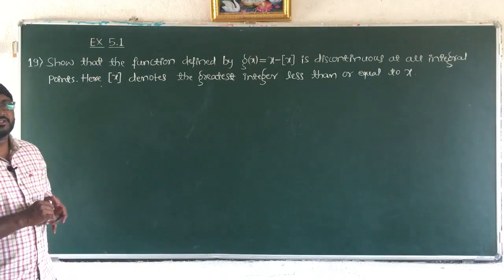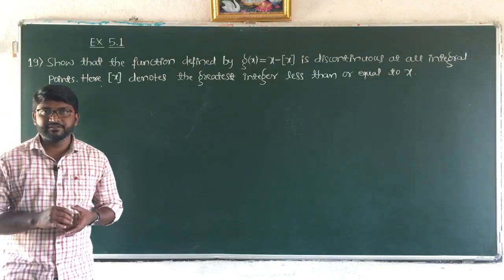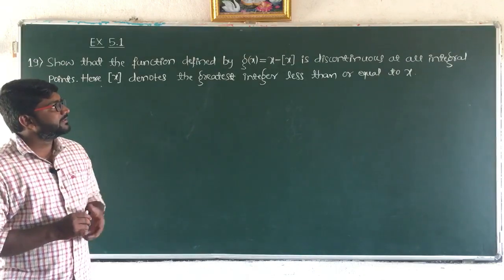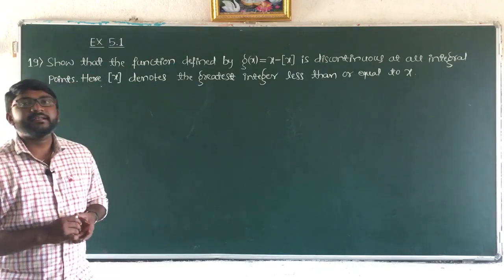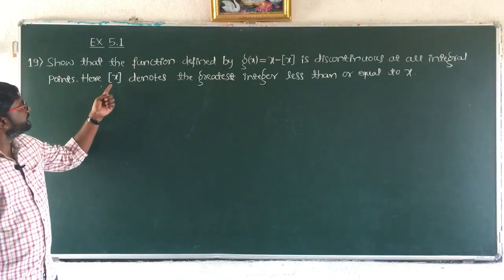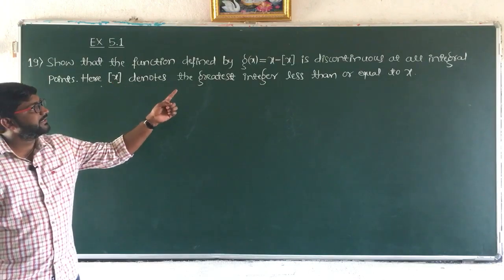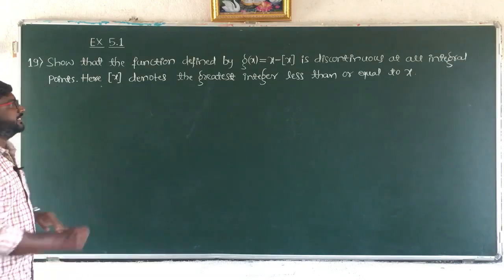So, let us read out the question. Show that the function defined by g of x, which is equals to x minus greatest integer x, is discontinuous at all integral points here. So, here this x denotes the greatest integer less than or equal to x. So, let us solve this.